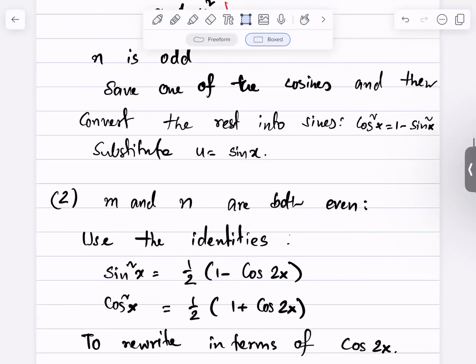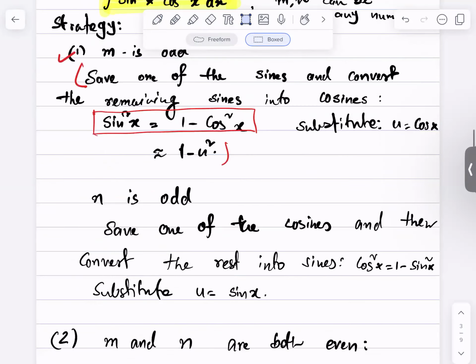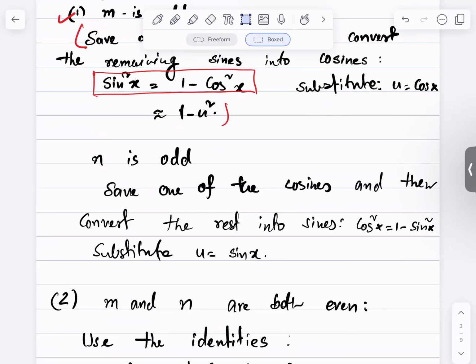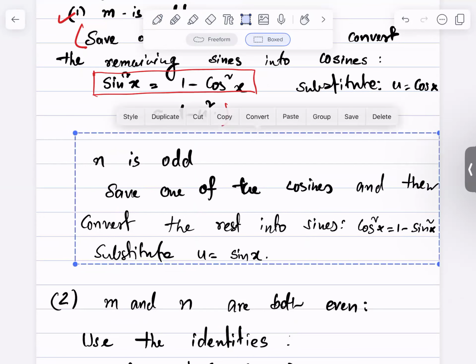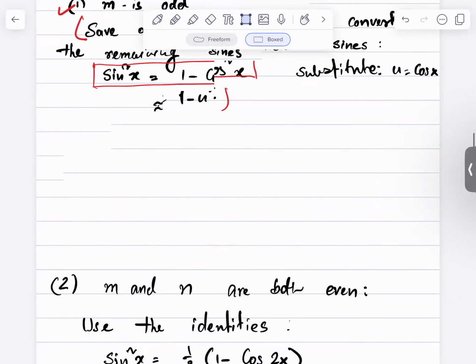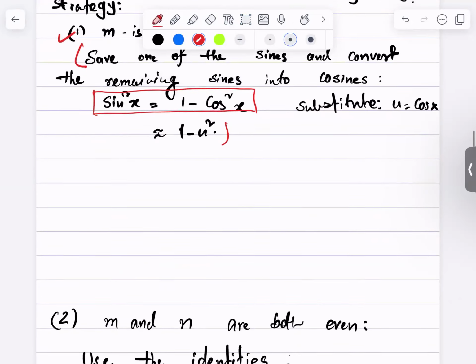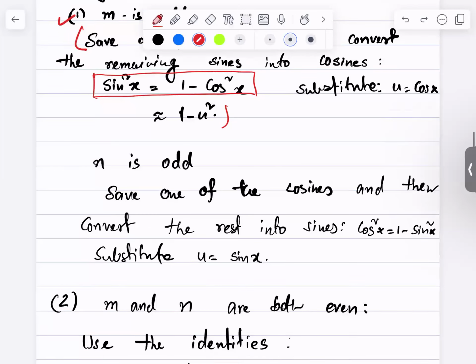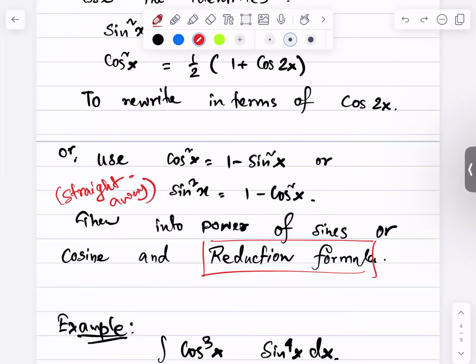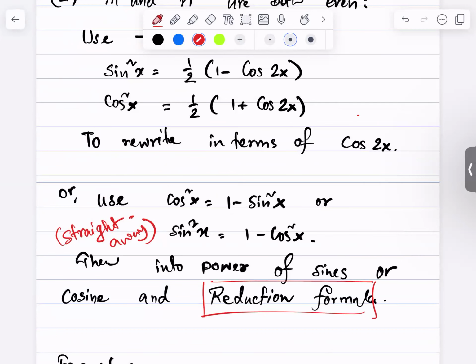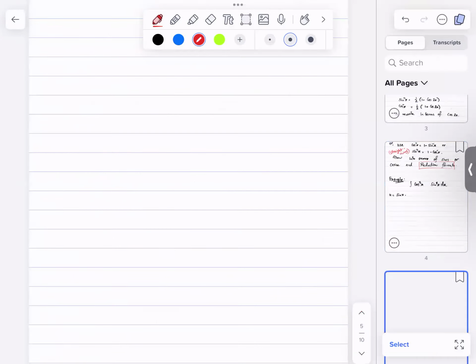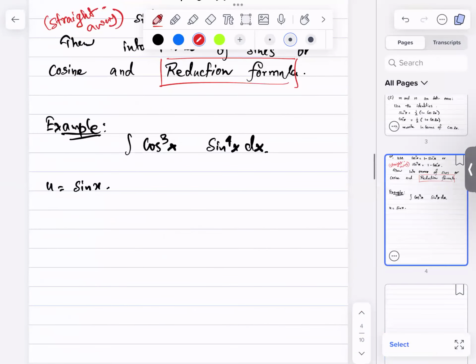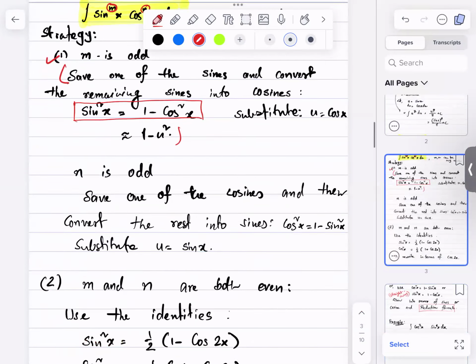Okay, I just shift everything. Let me add one page.